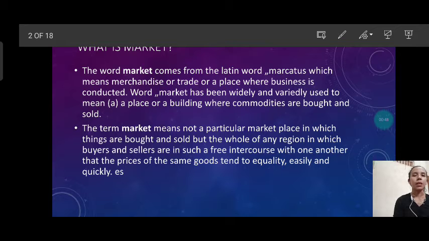The term market means not a particular marketplace in which things are bought and sold, but the whole of any region in which buyers and sellers are in such free intercourse with one another that the prices of the same goods tend to equality easily and quickly. A market is an area within which the forces of demand and supply converge to establish a single price. Also, market means a social institution which performs activities and provides facilities for exchanging commodities between buyers and sellers. That's market.